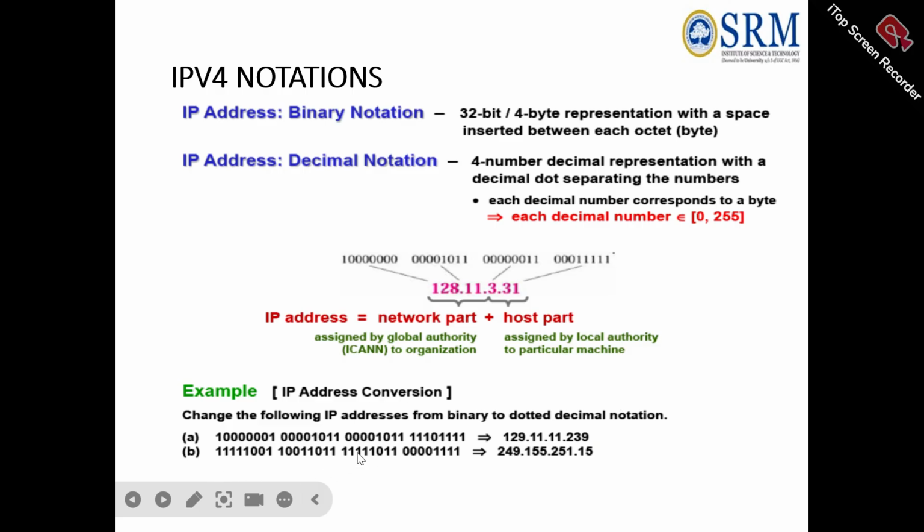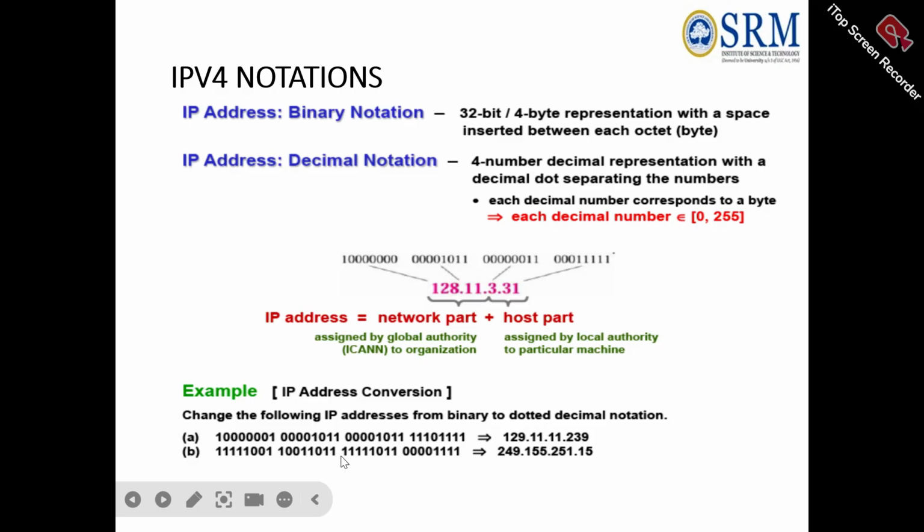Similarly, the second example. Here the first 5 bits are 1 and the last bit is 1. So 2 to the power 7 plus 2 to the power 6 plus 2 to the power 5, 2 to the power 4 plus 2 to the power 3 plus 2 to the power 0. We can add these values and we get 249. Similarly, in the second octet, 2 to the power 7 plus 2 to the power 4 plus 2 to the power 3 plus 2 to the power 1 plus 2 to the power 0. So here we get 155.